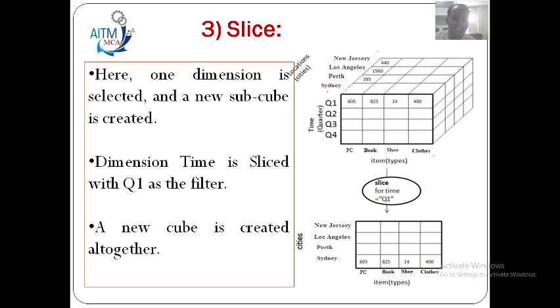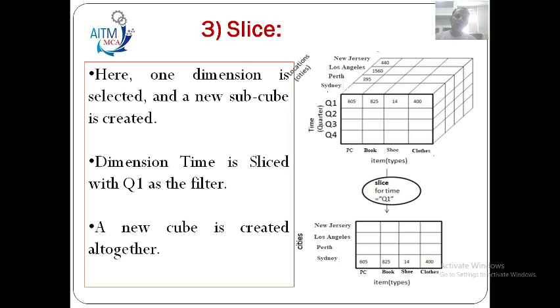Next one is slice. Here one dimension is selected. You select any one dimension. Slice means you cut into pieces, like bread slices. So one dimension is selected and a new subcube is created.